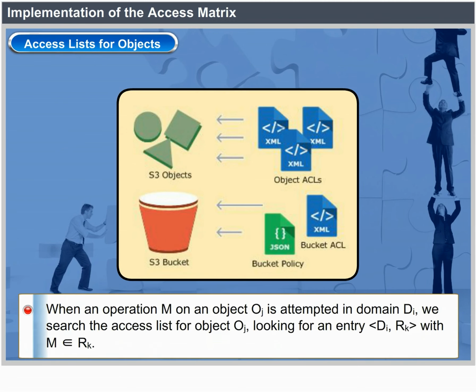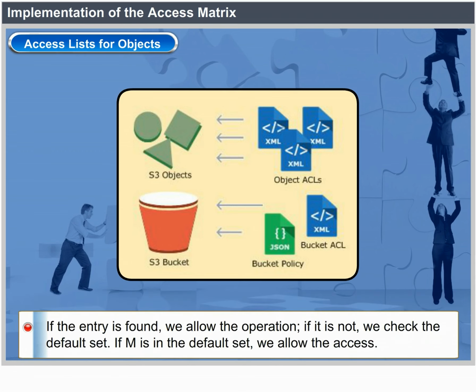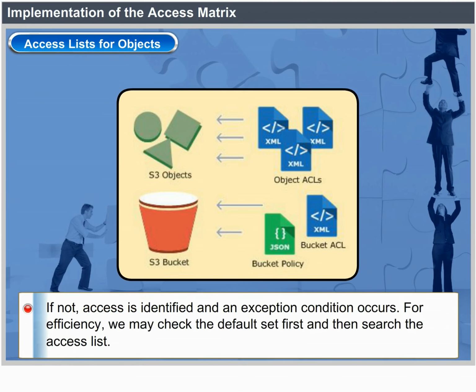When an operation M on an object Oj is attempted in domain Di, we search the access list for object Oj looking for an entry <Di, Rk> with M ∈ Rk. If the entry is found, we allow the operation. If it is not, we check the default set. If M is in the default set, we allow the access. Otherwise, access is denied and an exception condition occurs. For efficiency, we may check the default set first and then search the access list.